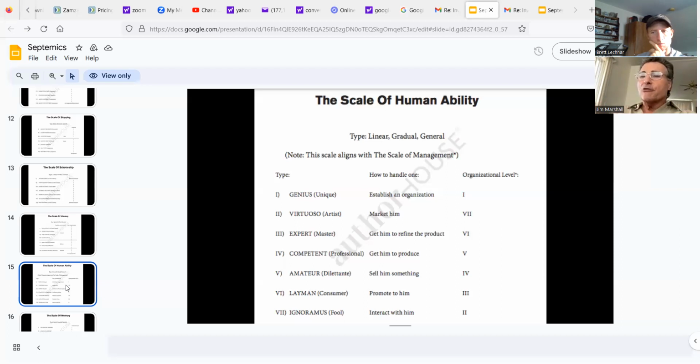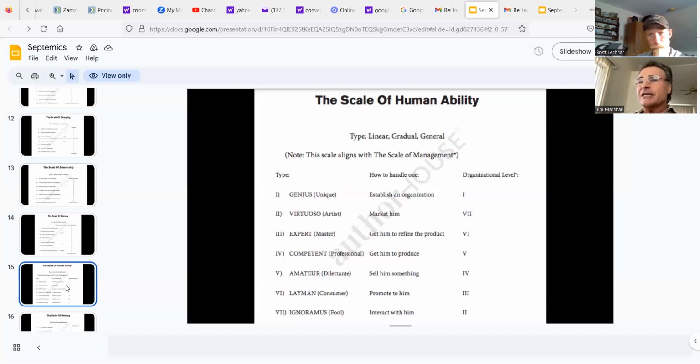And of course, this is a gradual scale, so you work your way up gradually. And I give examples in the book of how a person can start at 7 and work himself up to 1. So I don't want to say too much about the scale of management because that is a separate scale. But the reason these two scales dovetail is this tells you what to do with this person.